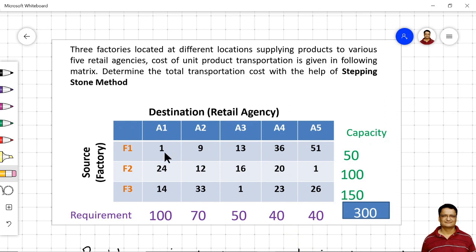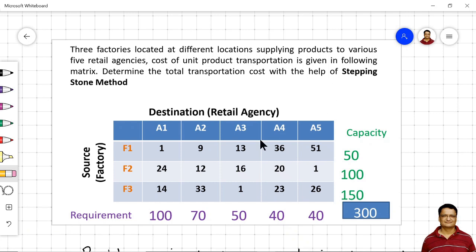So this 1 represents the cost of transporting one product from F1 to A1. Likewise, the 16 represents the cost of transporting one product from F2 to A3. Determine the total transportation cost with the help of the stepping stone method. We have been asked to determine the total transportation cost with the help of the stepping stone method.